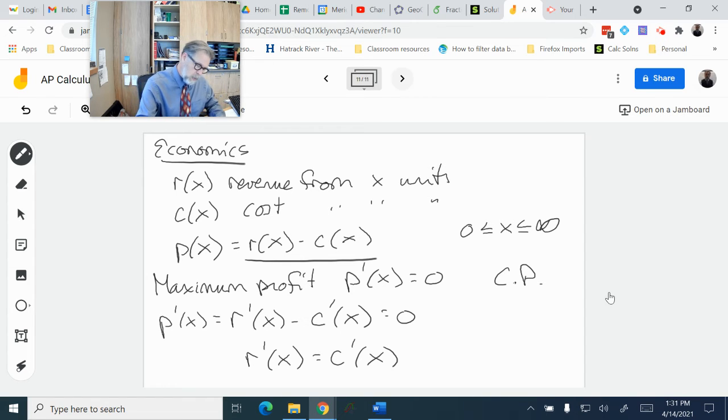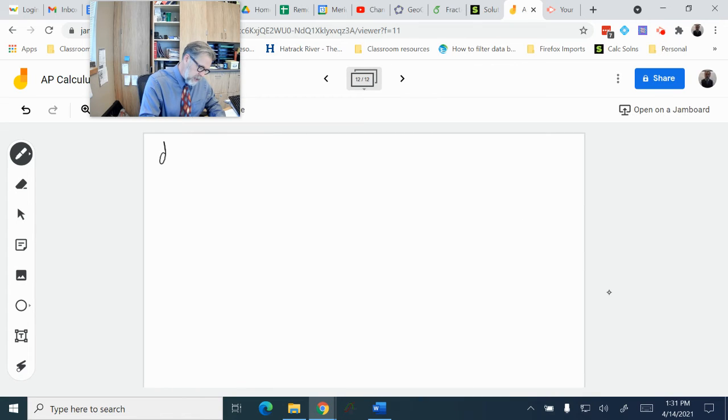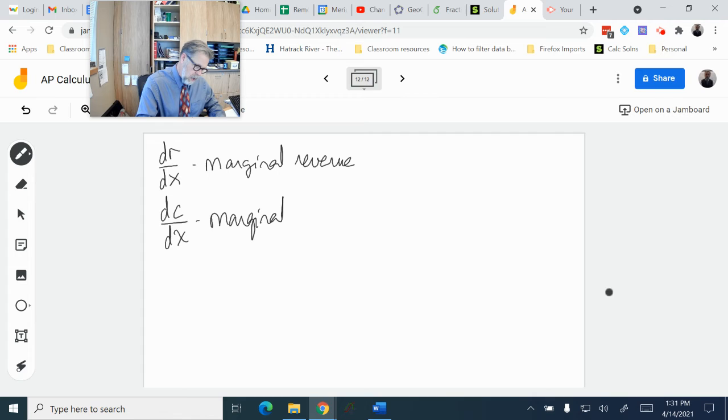So let's talk about these quantities. The rate of change of revenue with respect to x is called the marginal revenue. The rate of change of cost with respect to x is called the marginal cost.